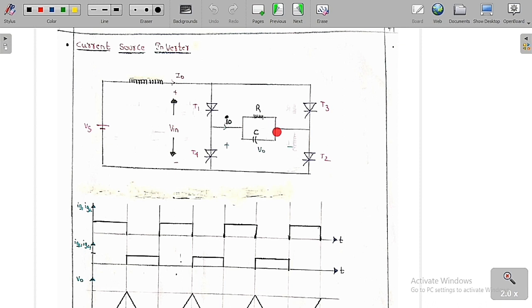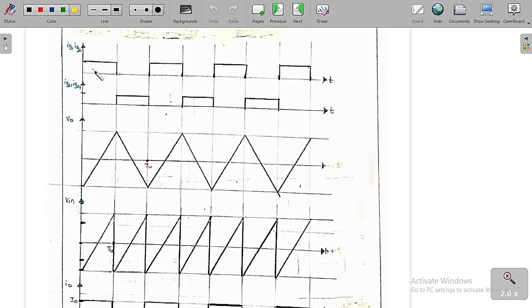Now let us do the analysis of this circuit. You can see clearly what I am doing here. I am going to turn on two thyristors, T1 and T2, at this time, and turn off T3 and T4, in a complementary fashion. Whenever I turn on T1 and T2, I turn off T3 and T4, and whenever I turn on T3 and T4, I turn off T1 and T2. This procedure I am going to repeat again and again.